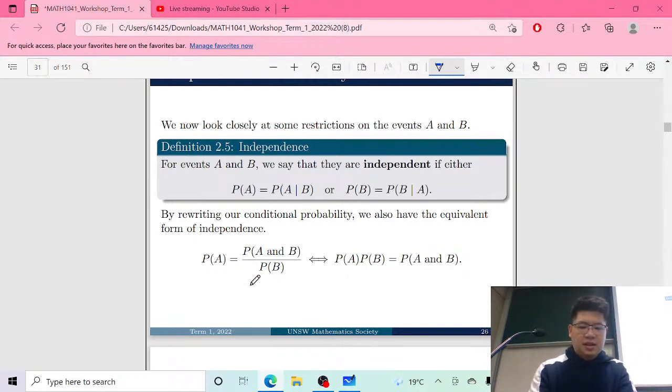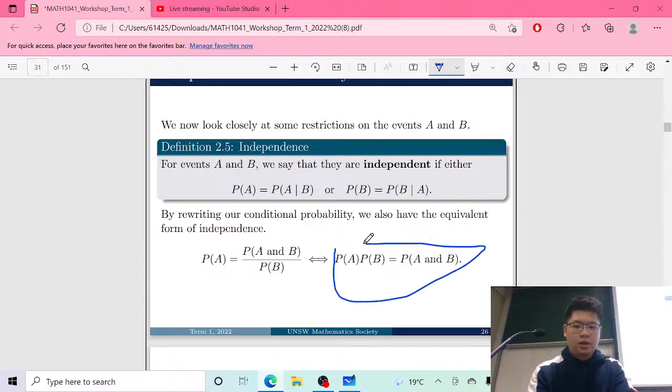The really nice thing about this is that if you rewrite the formula for conditional probability, you will have this particular formula right here. And I love this formula because it makes life a lot easier. The probability of A and B equals the probability of A times the probability of B. Okay? This is another way to look at the independence formula aside from these two, the first one and the second one here.